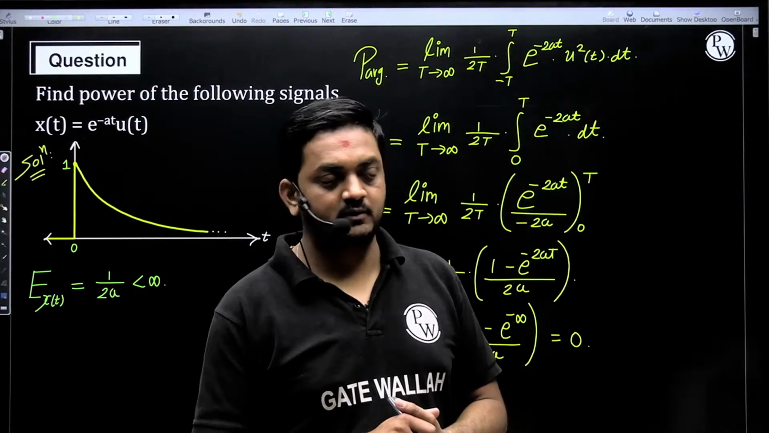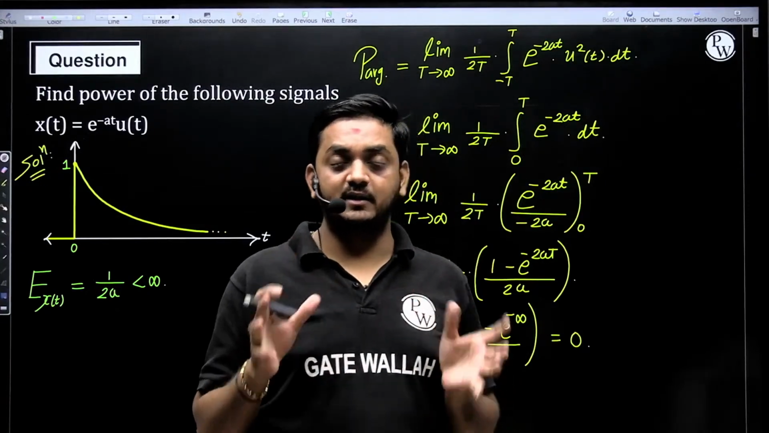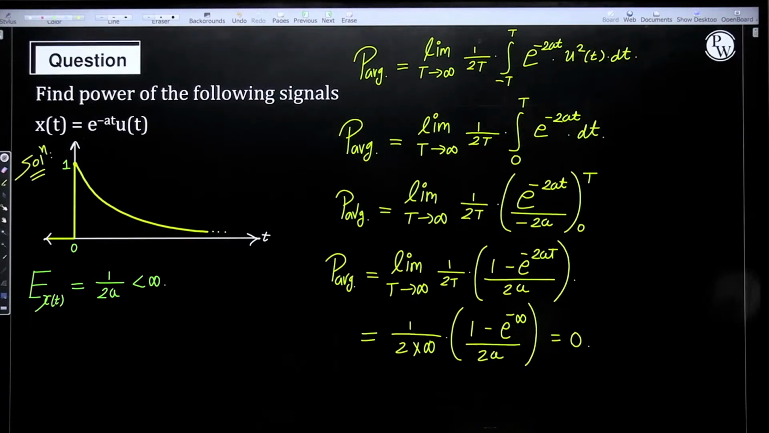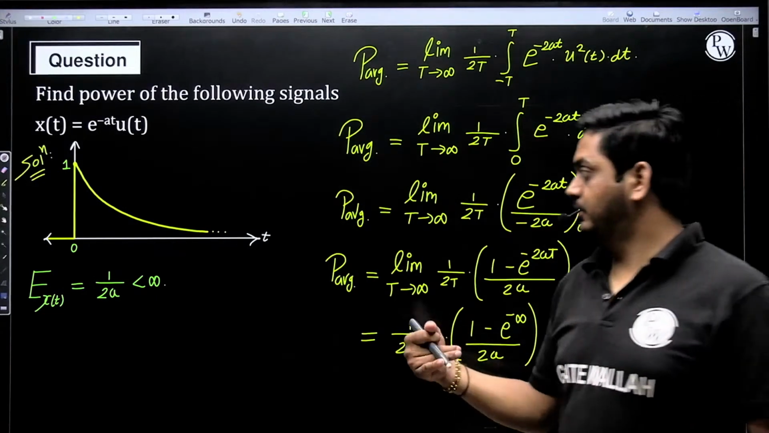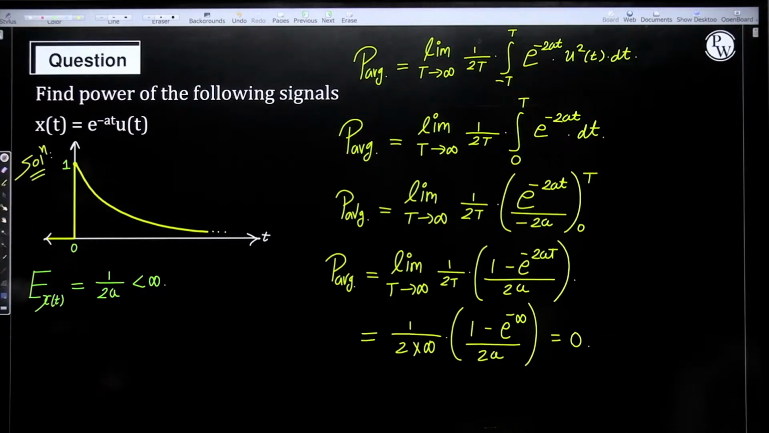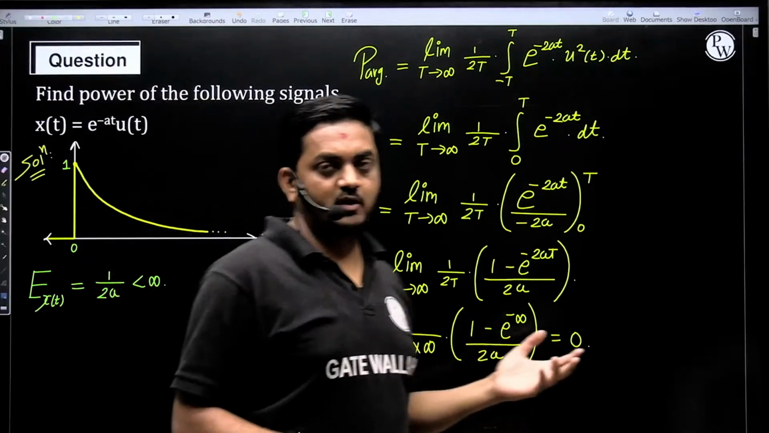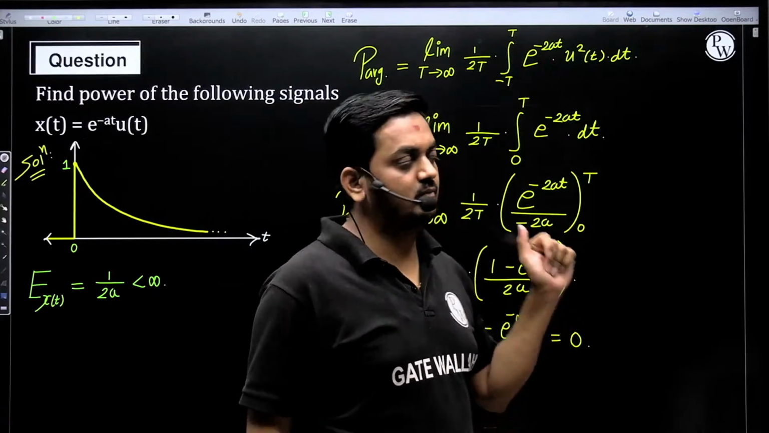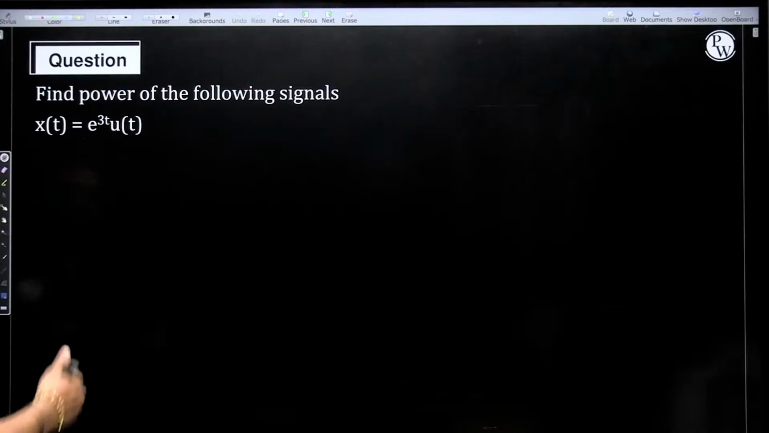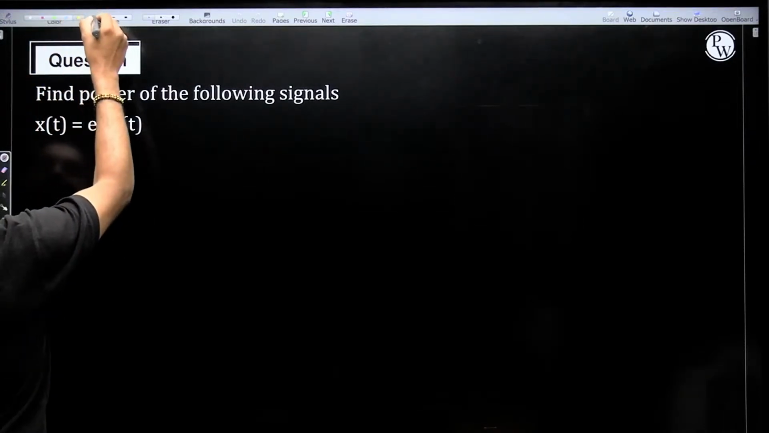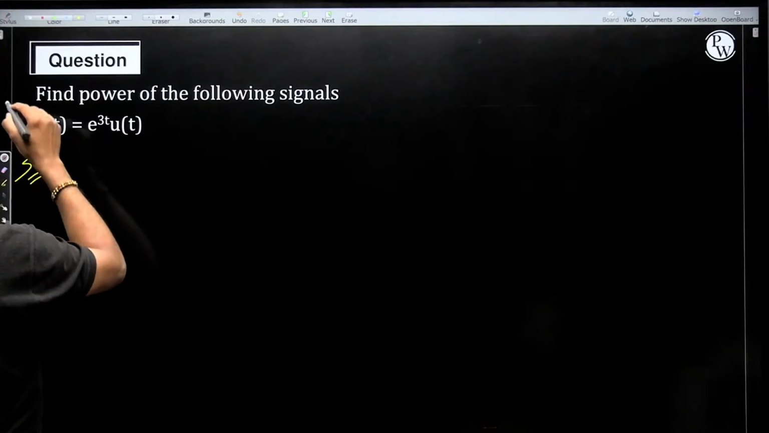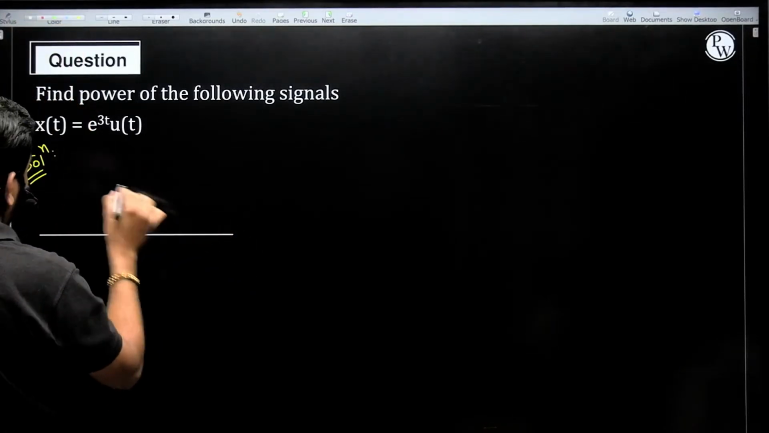Correct? Certain signals are neither energy nor power signals. Is this clear to each and everyone? Again, if it is an exponential decreasing function on the left-hand side, then energy will be 1 upon 2a and again power will be 0. Any doubt in this? Now see, this is the exponential increasing function. What will be the energy? So energy of the exponential increasing function is infinite.